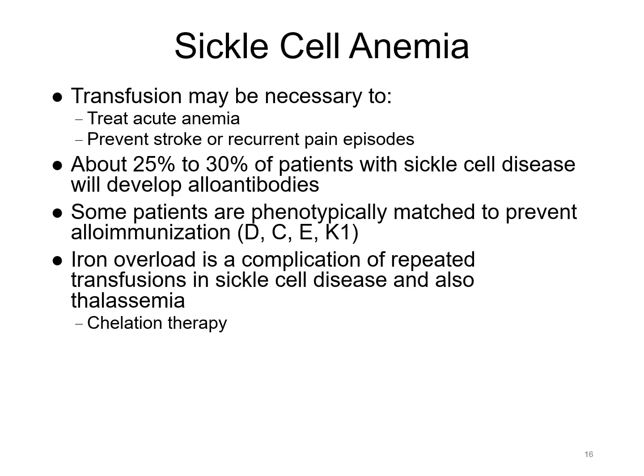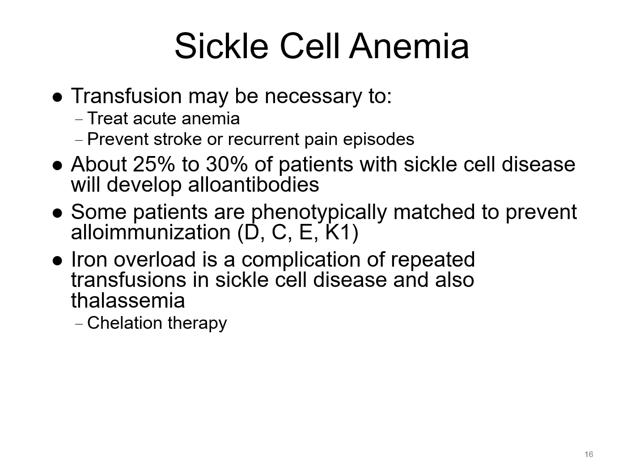With your sickle cell patients, transfusion may be necessary to treat acute anemia, prevent stroke, or recurrent pain episodes. About 25 to 30% of your patients that have sickle cell disease will actually develop an alloantibody. So with these patient populations, your facility may have a policy in place to make sure that you phenotype specific antigens in order to prevent alloimmunization. So it would be like a D, your Rh phenotype, as well as your Kell.